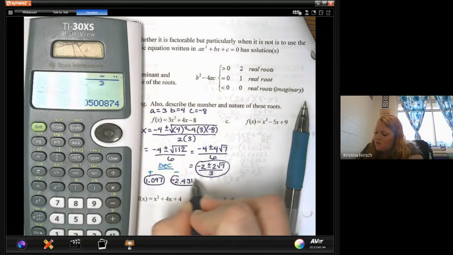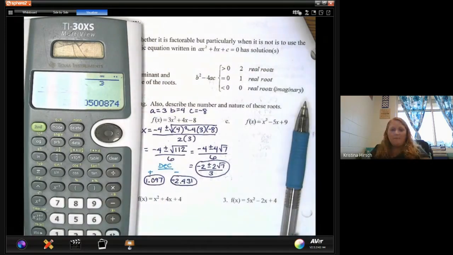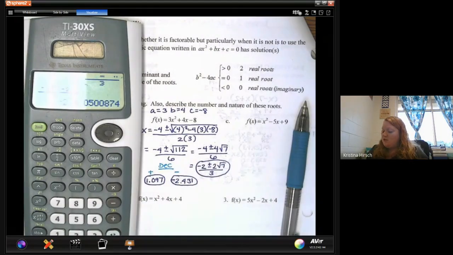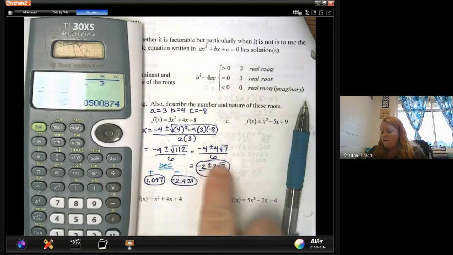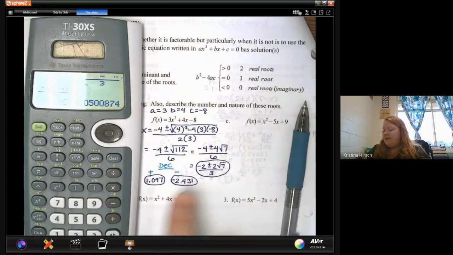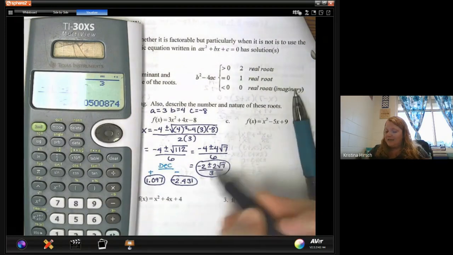So it's not that I'm getting two completely different problems here. I don't want you to think that this is an answer and these are an answer too. These two answers are actually equivalent to this. It's just that this is my exact answer, and these are the actual decimals where it would cross the x-axis. So if I needed to plot a point, then these would be the decimals that would help me do that. But this is the exact answer.